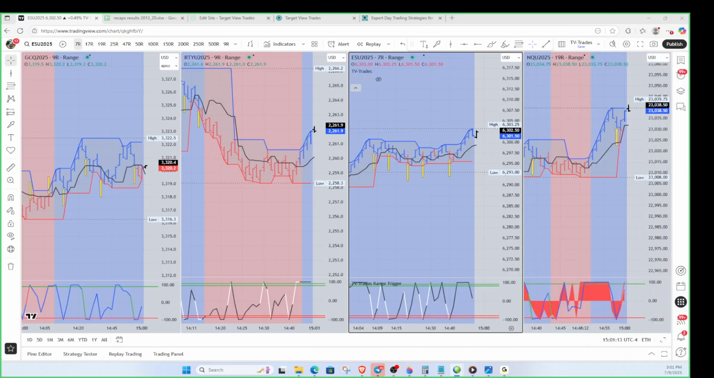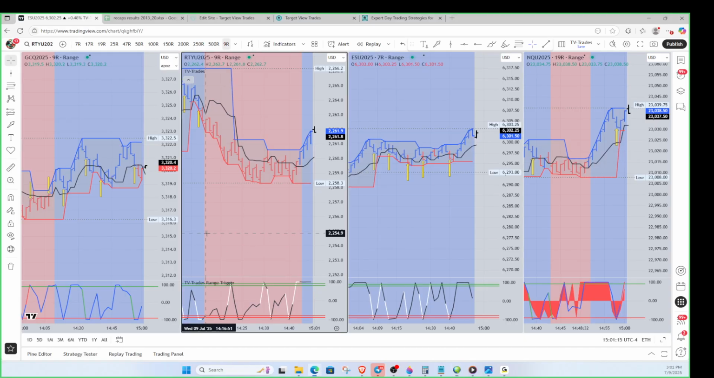What is the difference between the white versus the black in the range trigger? Okay, if you get white going into the overbought, you should be selling. If white goes into the oversold, you should be buying. If white goes into the overbought, you should be selling.